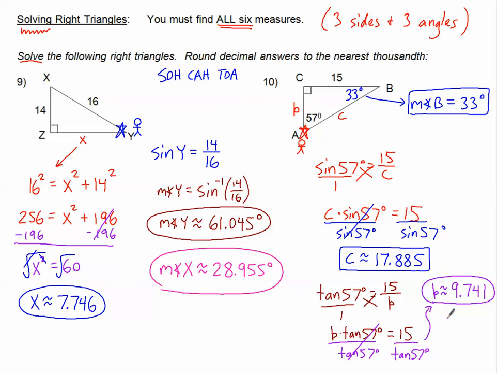And we solved this triangle. We had these 3 measures given, and we found the missing 3 measures. That's what it is to solve right triangles, and you're using a lot of trigonometry to do that.